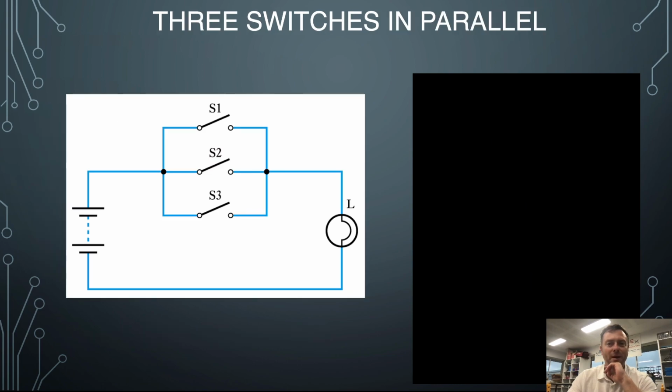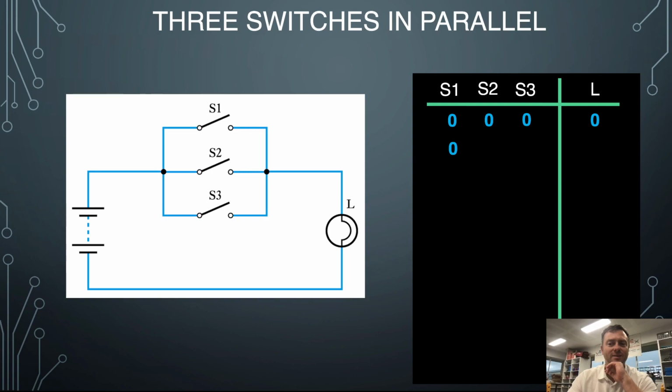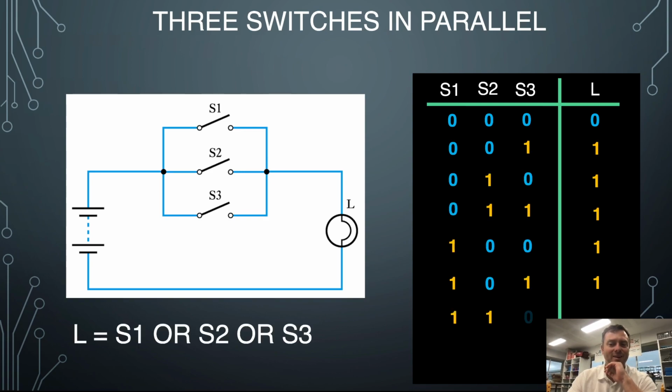If you have three switches in parallel, it's the exact opposite. The only time this will not work is if all switches are set to 0. So in this case here, if it's 0, 0, 0, it's set to 0. This is 1, this is 1, this is 1, this is 1, and the last one is 1 because the water can flow. And hopefully that's giving you another insight into how AND and OR gates work.